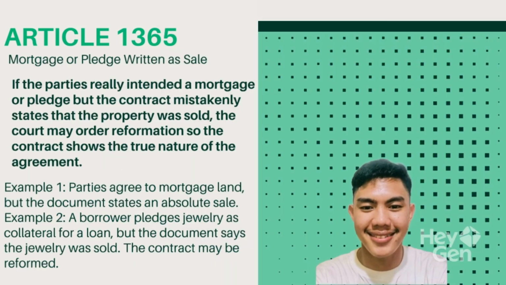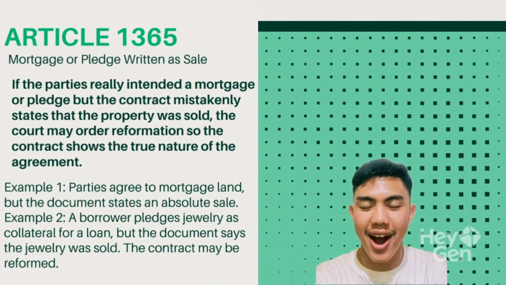Article 1365, Mortgage or Pledge Written as Sale. If the parties really intended a mortgage or pledge, but the contract mistakenly states that the property was sold, the court may order reformation so the contract shows the true nature of the agreement.